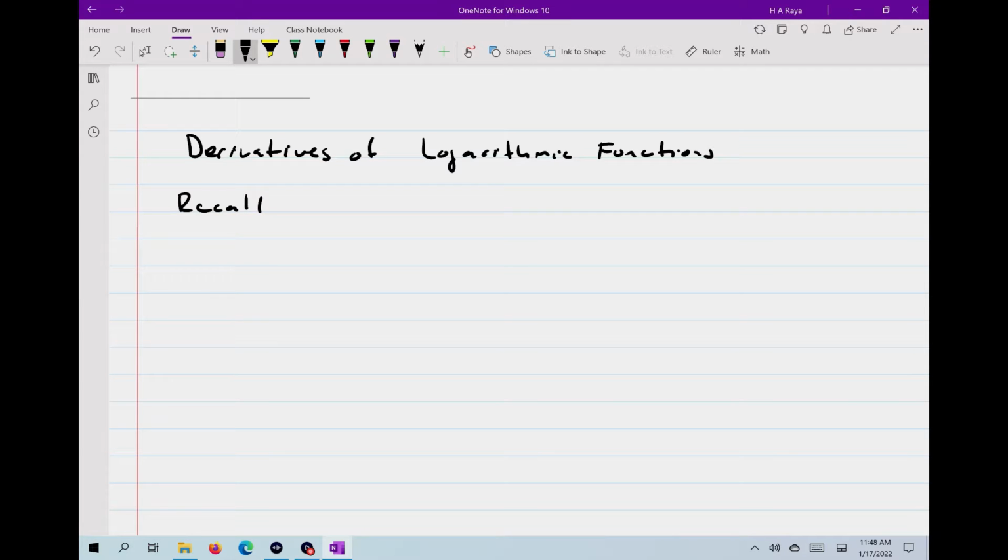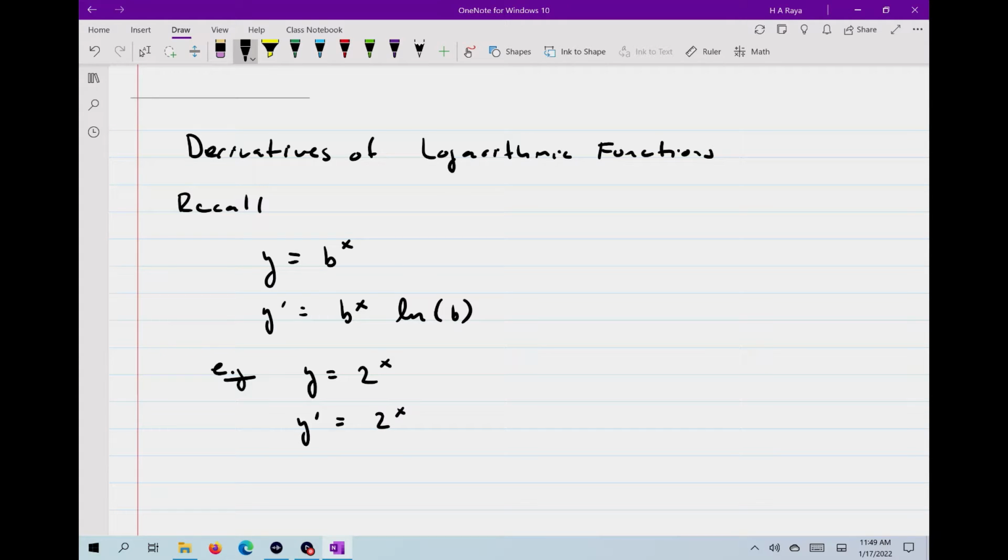So recall that if you have an exponential function y equal to b to the x, its derivative is simply the same function b to the x times the natural log of b. For example, if you're looking at the function 2 to the x, its derivative would simply be the same function 2 to the x times the natural log of your base 2.